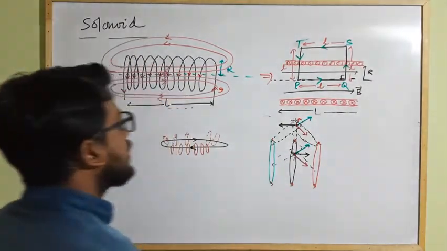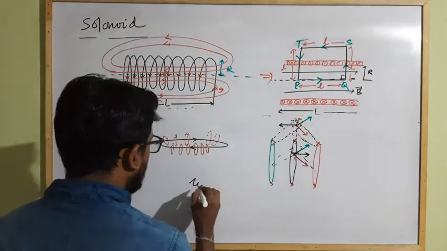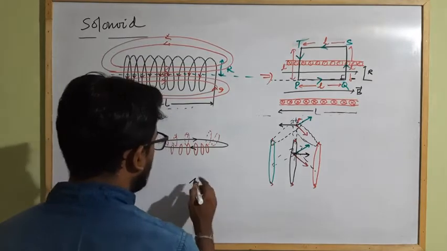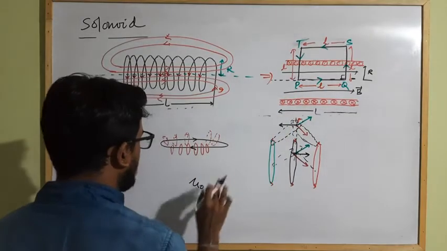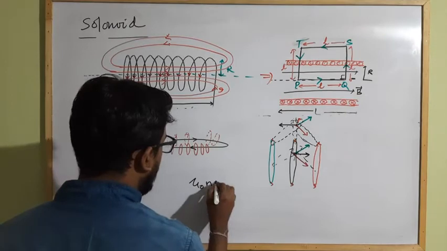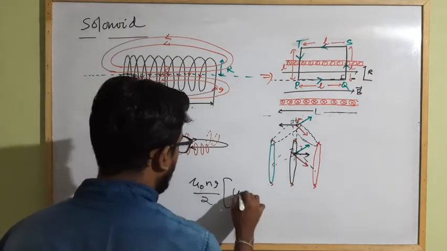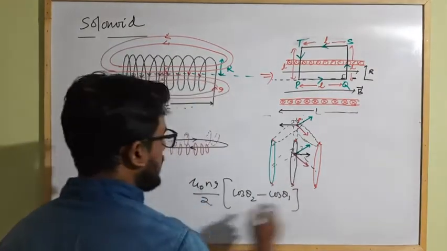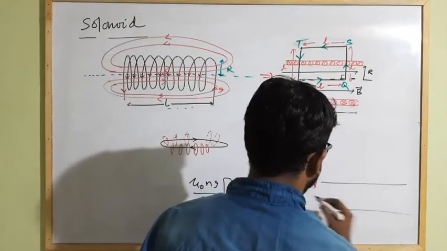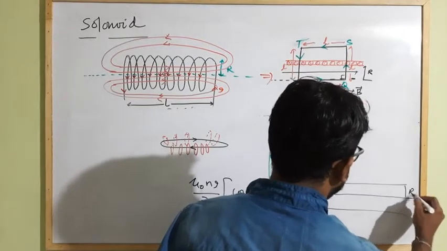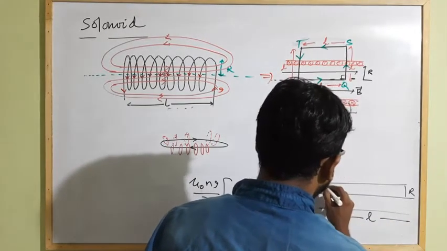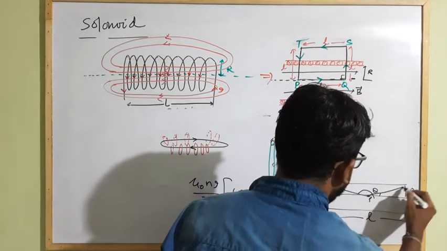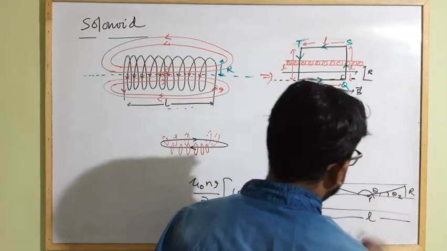In general it has some expression that's not in your syllabus, but if you want then you can remember the expression for magnetic field strength due to a solenoid: mu naught n i by 2 (cos theta 2 minus cos theta 1). That is, if this is a solenoid, this is the radius r and the length is L, this end makes an angle from the point of observation theta 1, and this end makes an angle from the point of observation theta 2.